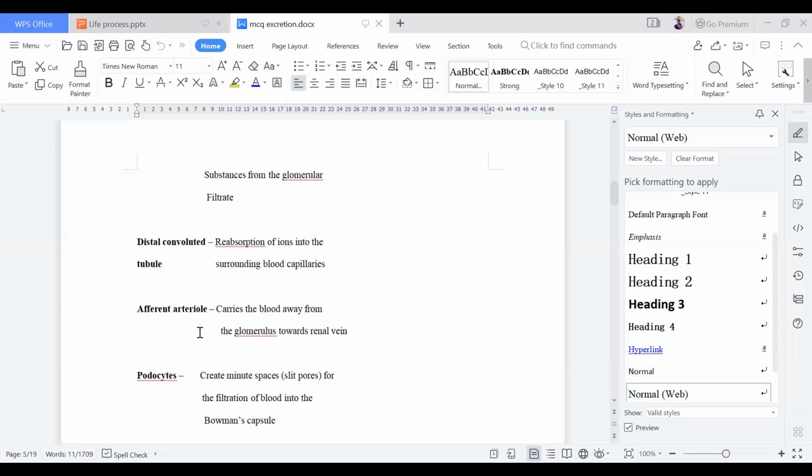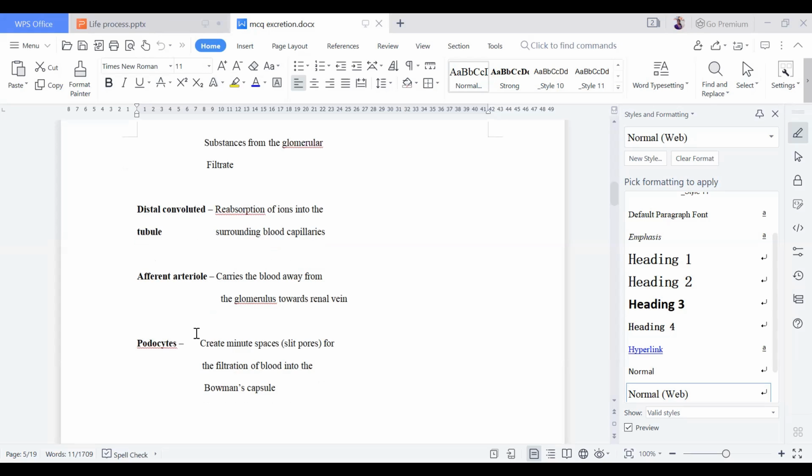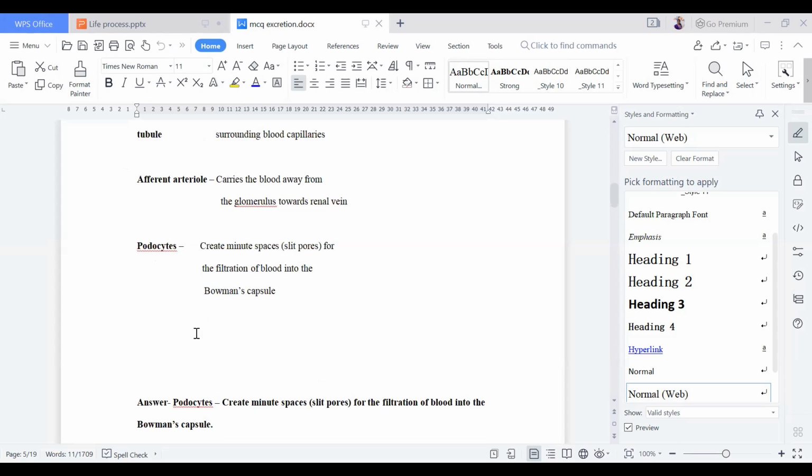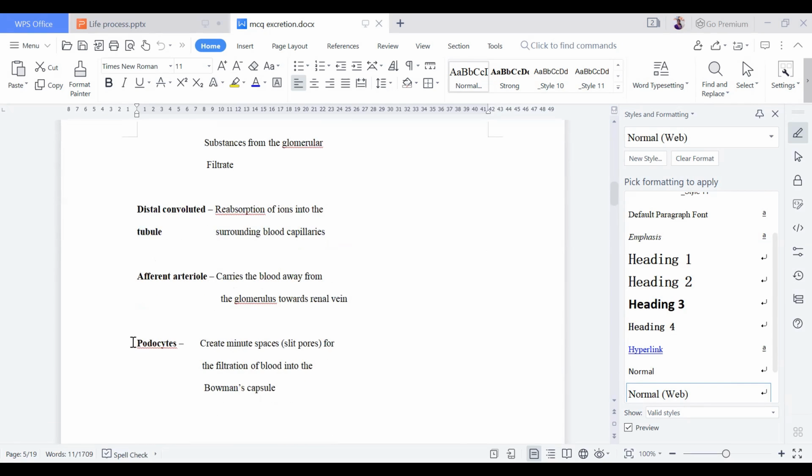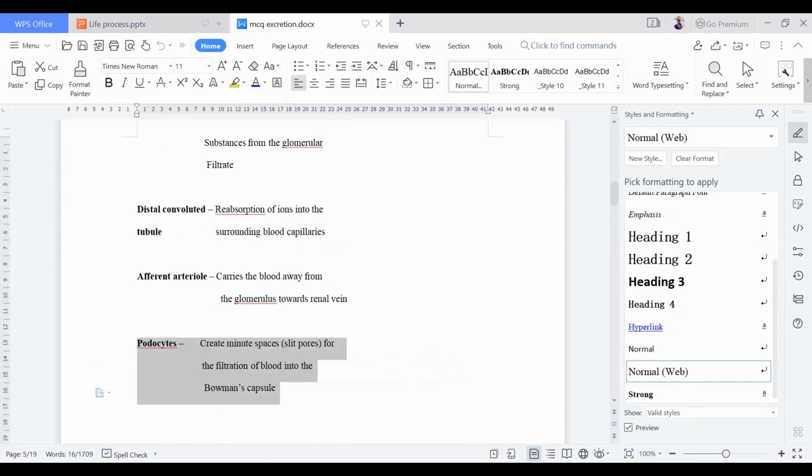Ma'am, option A. Option A. Okay. The right answer is option D, podocytes. It creates minute spaces. Very important question. Just take a screenshot. Otherwise, take a screenshot of podocytes itself.